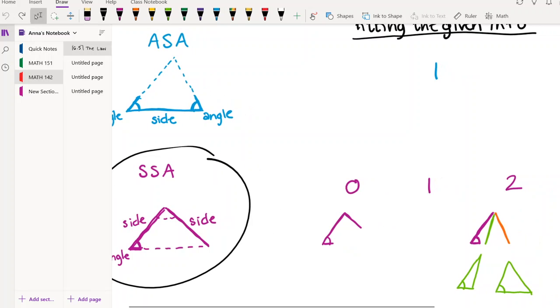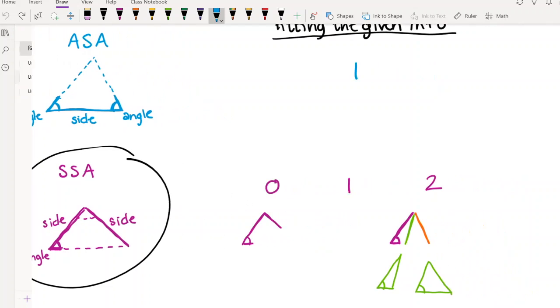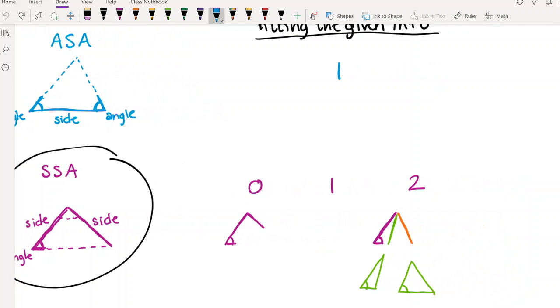So basically in this video, we saw 3 different cases, right? We saw the case where you get 2 different triangles. We saw the case where you only get 1, and we saw the case where you get 0. I just want to quickly mention that on your homework, I don't think there are any examples where they actually ask you to find 2 different triangles.